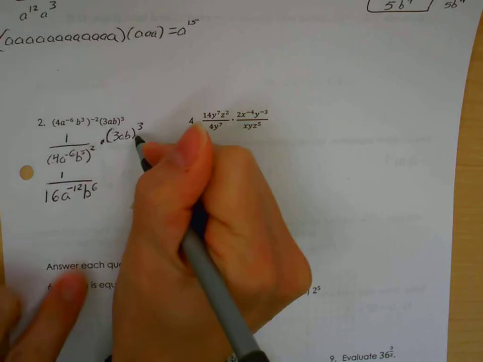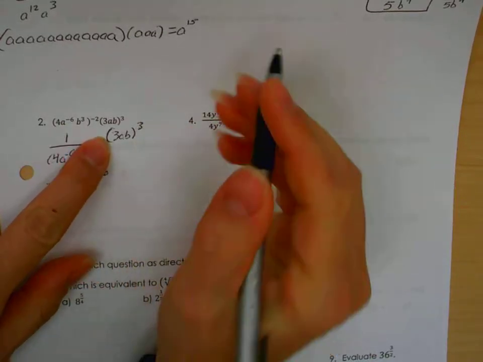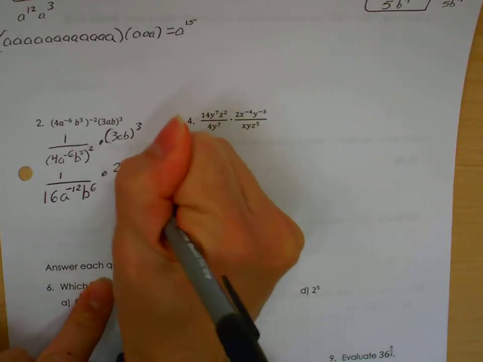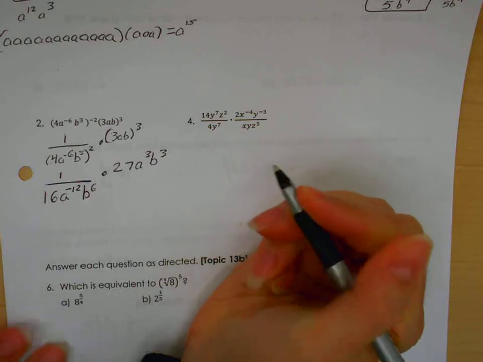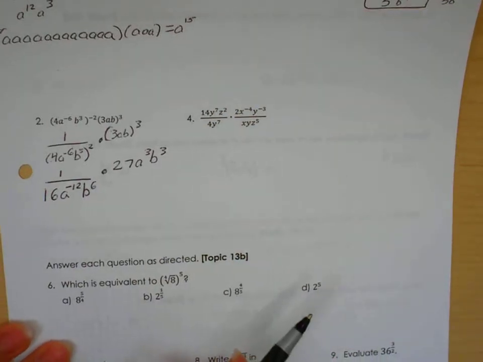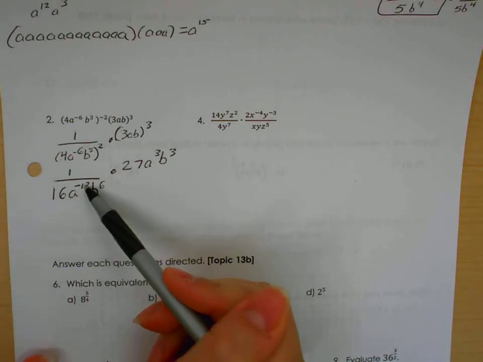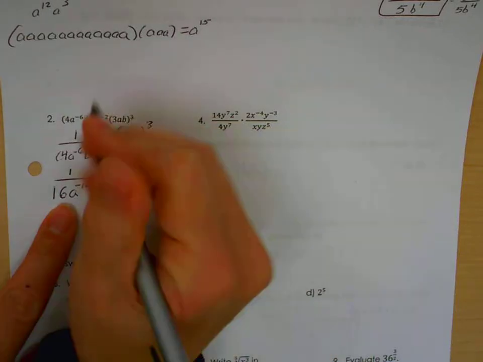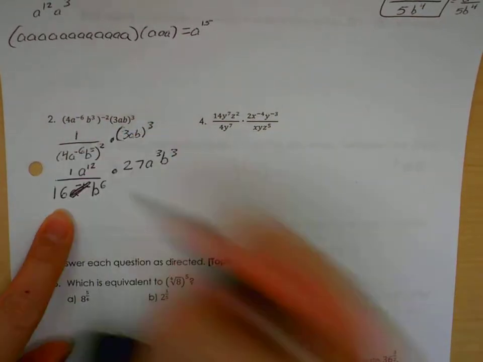And then this, I'm going to distribute that 3. So I've got 3 cubed, which is 3 times 3 times 3, which is 27. A cubed, b cubed. All right, now, I still have some simplifying to do here. We're not allowed to have negatives. So I'm going to change this and move it to the top right now before I even simplify anything else. I'm going to turn this into a to the positive 12 and cross it off down here.